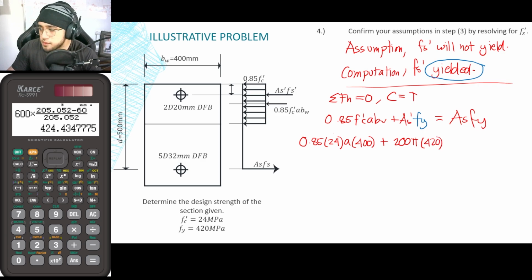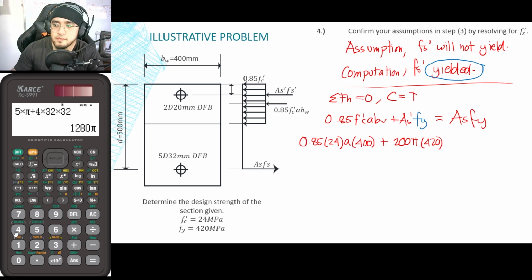So let me just confirm if I am correct. So 2 times pi over 4 times 20 squared. So once again, that is 200 pi. And for our AS, that is 5 times pi all over 4 times 32 squared. So that is 1280 pi. So this is now equal to 1280 pi times Fy of 420.